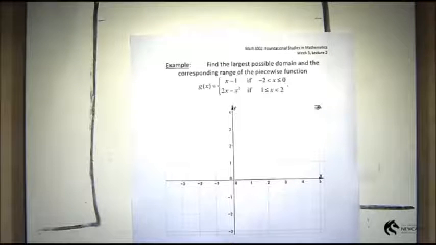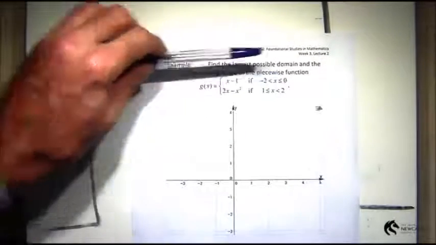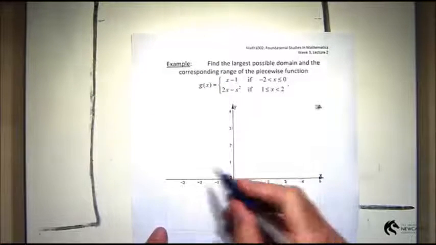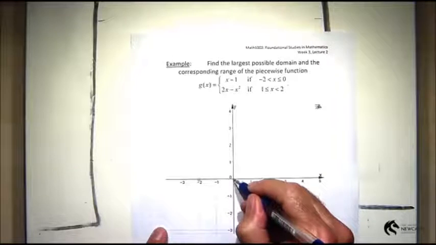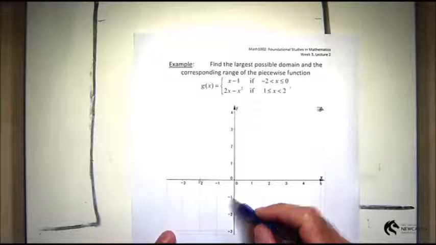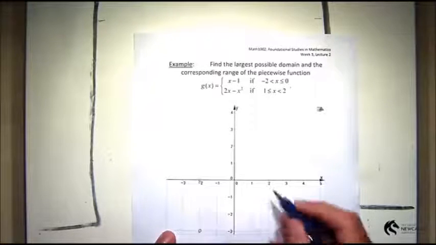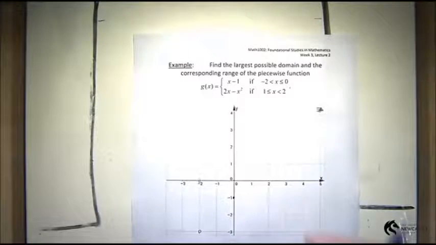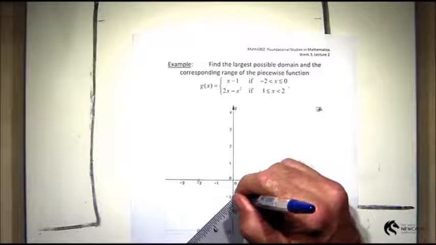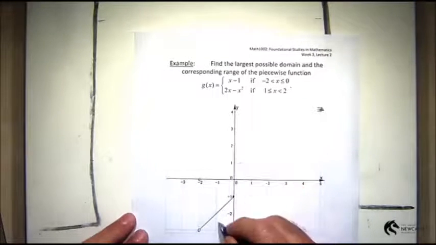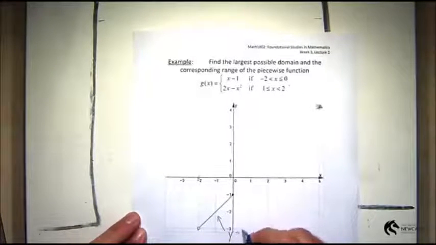And another piecewise function. This one says between minus 2 and 0, the rule is x minus 1. So between minus 2 and 0, here. So x minus 1 is down here. So minus 2 minus 1 is minus 3. So that point is on it. Minus 1 is coloured in. So there it is. So on that part of the domain, there's the graph. y is equal to x minus 1.